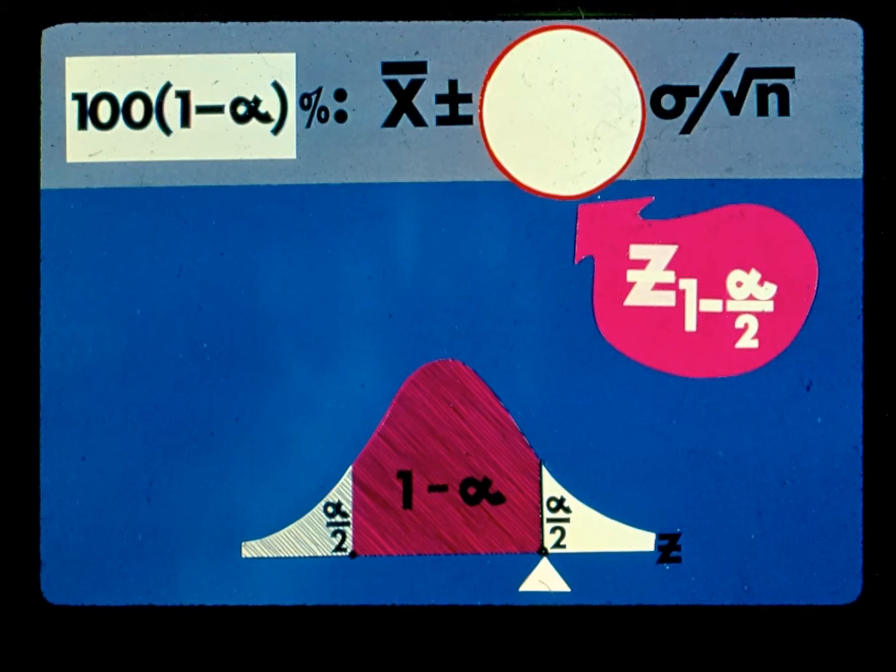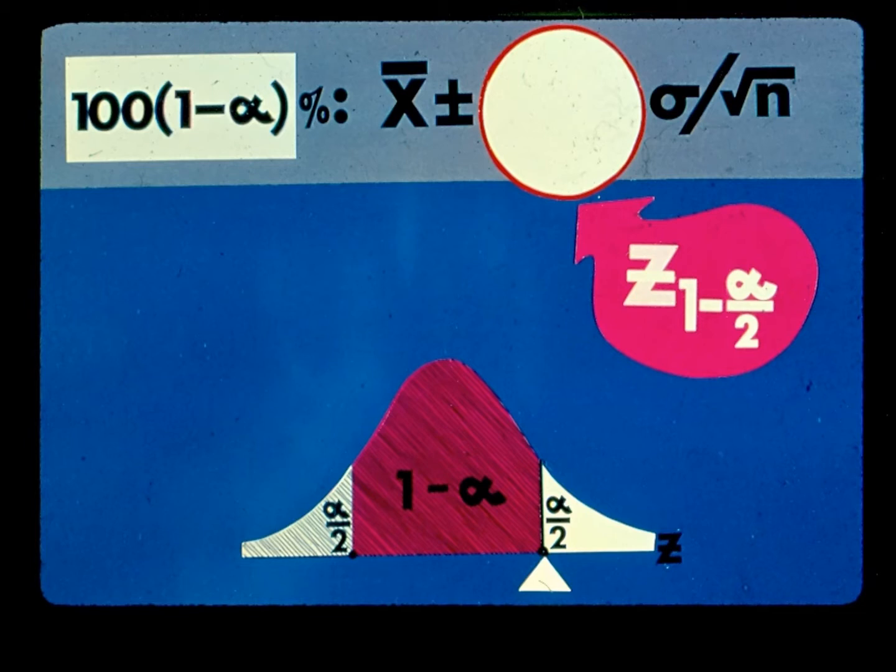Having denoted the confidence level in general as 100 times (1 minus alpha) at the top left, we can now write the multiplier we seek in terms of alpha. This multiplier is written as z sub (1 minus alpha over 2), since the area under the curve to the left of this point is 1 minus alpha over 2.